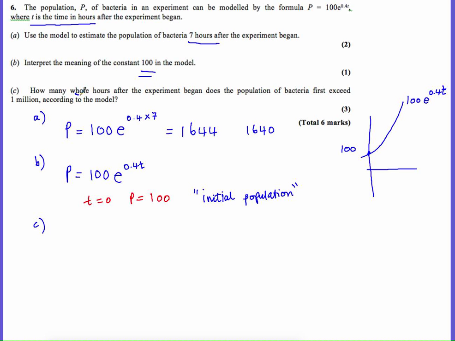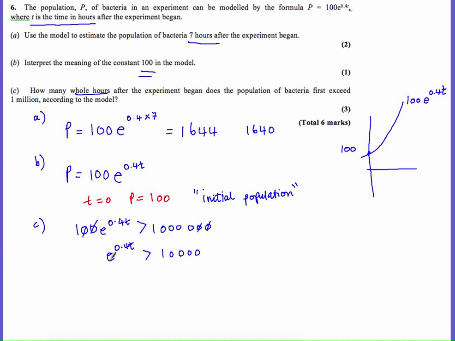How many whole hours? That's a bit tricky, we might have to think about our answer there. How many hours since the experiment began does the population of bacteria first exceed a million? So we want this thing to be bigger than a million. A million has 6 zeros, for those of you who can't remember. So first of all, I can divide both sides by 100. So I'm solving this equation, so you don't need to worry too much about the inequality in here. Make sure you get the right number of zeros. A couple of them disappeared.